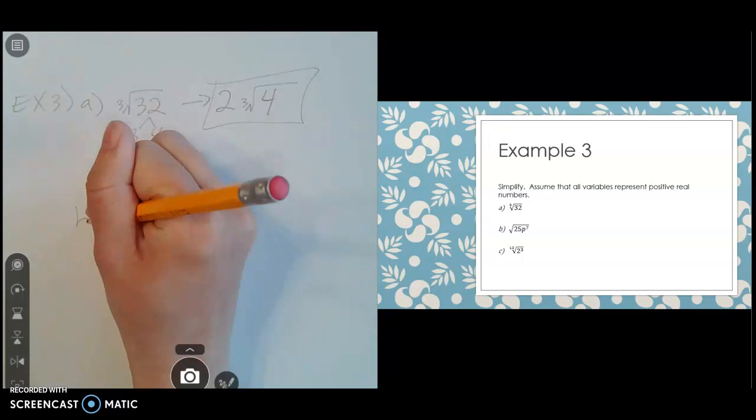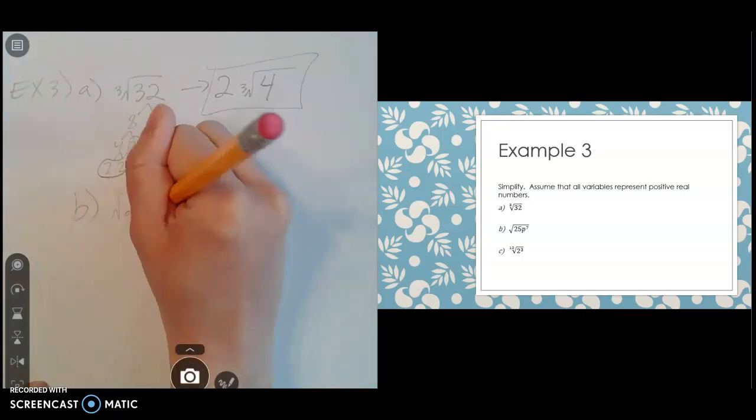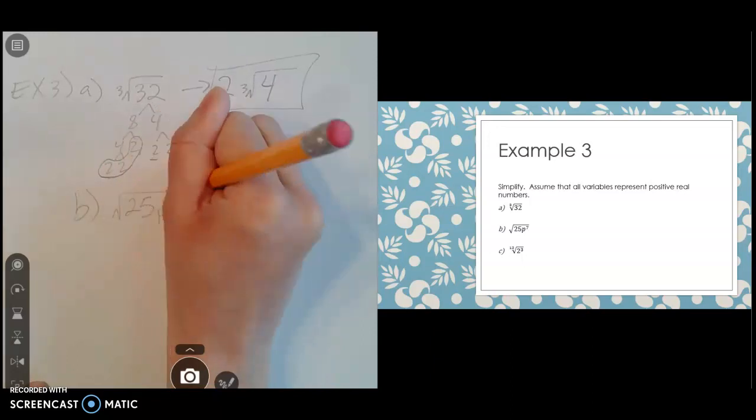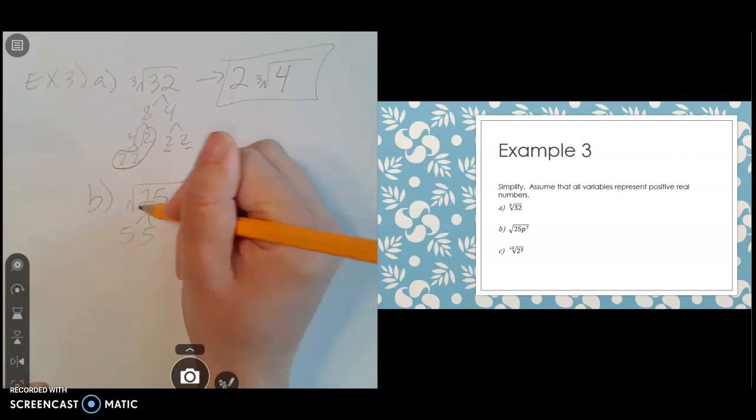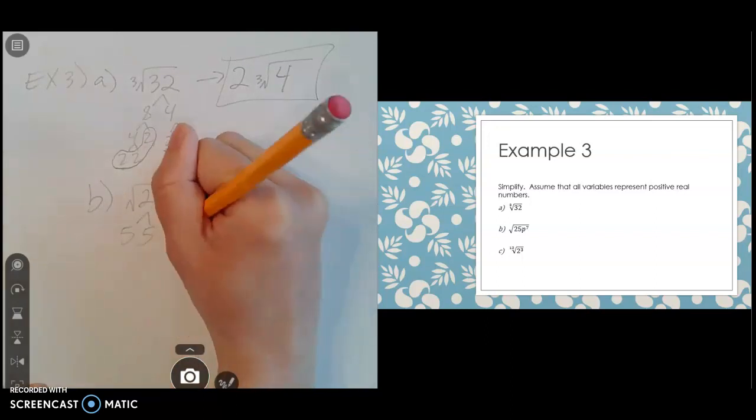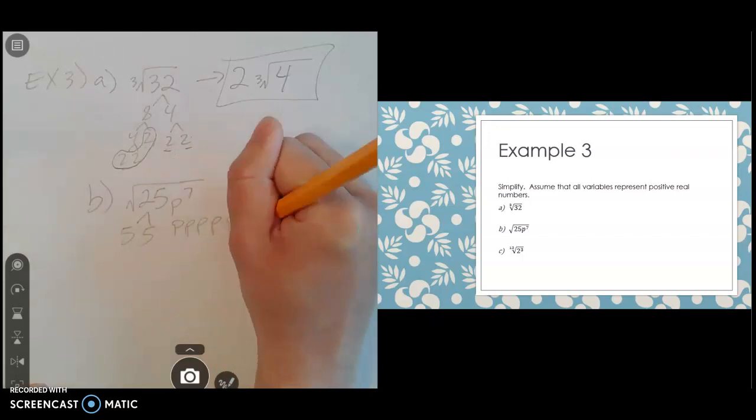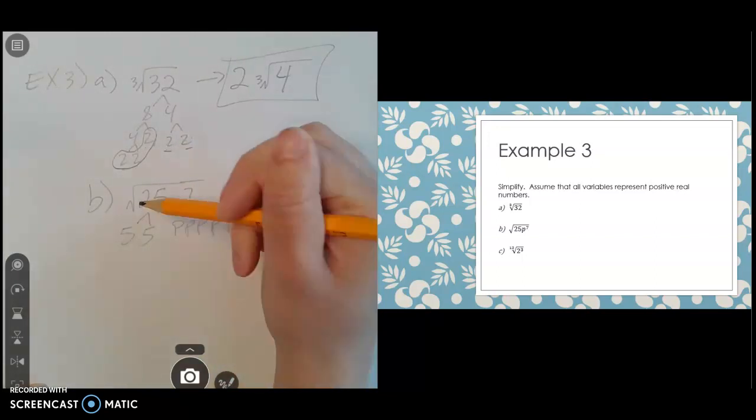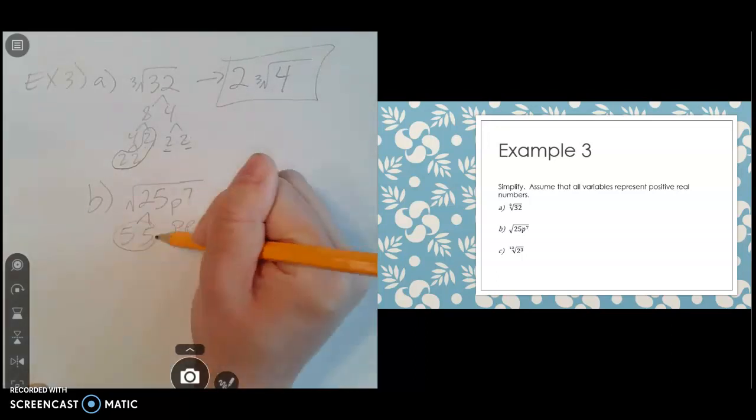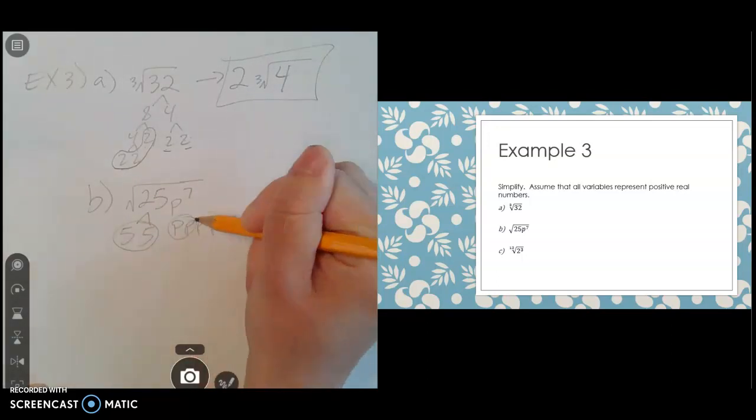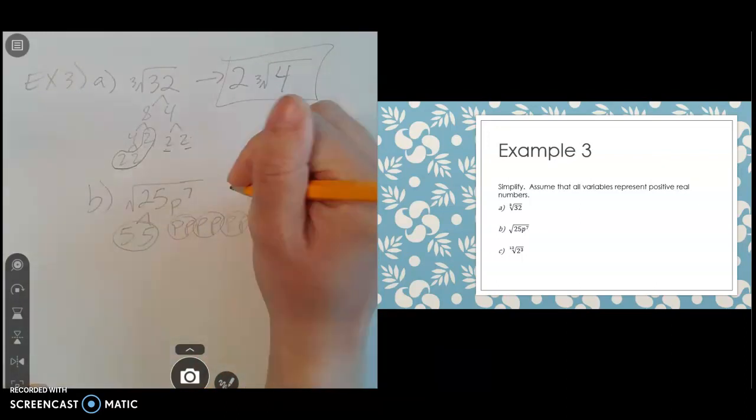Let's try another one. In part B, we have the square root of 25p to the 7th. All right? So 25 is 5 times 5. That's going to be great. P to the 7th, that is 7 p's all multiplied together. So 1, 2, 3, 4, 5, 6, 7. With it being a square root, you're looking for groups of 2s. So we have 2 5s, and we have 2 p's. We have actually 3 groups of p's that we can take out.